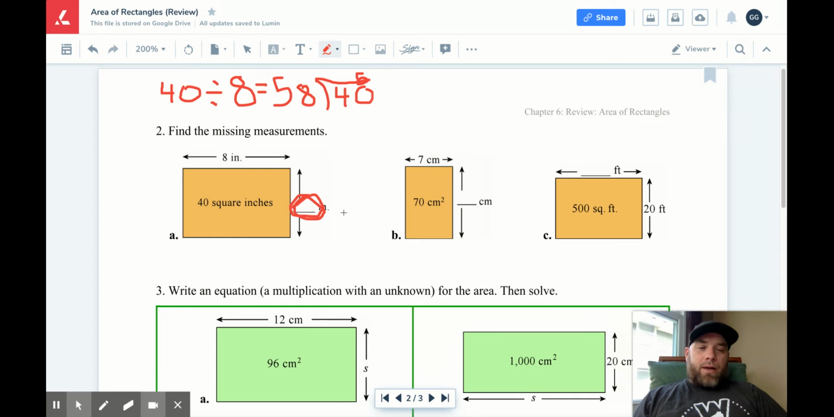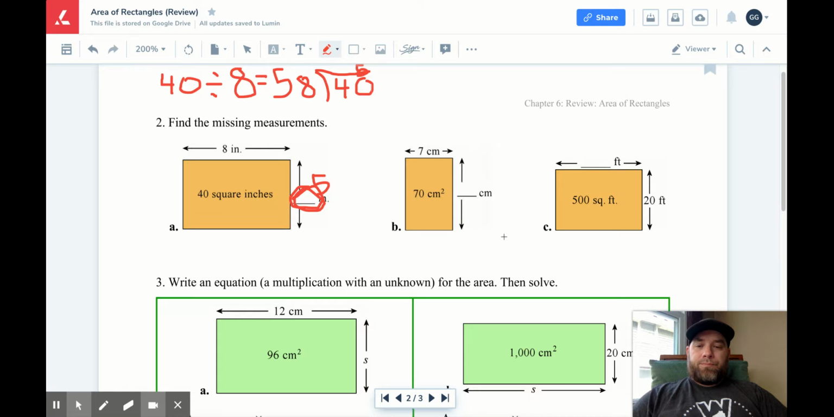So you can do this in your head if you want. You can use a multiplication table. You can use a calculator as well. So my answer here is 5. So 5 inches. So same one here, same one here. So you're doing the same thing. You have the area, and then you're using division to figure out the missing measurement.